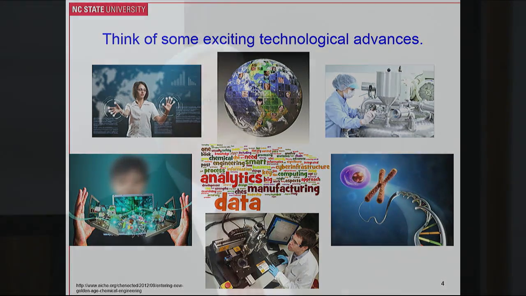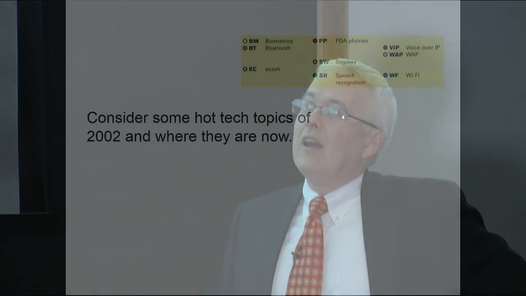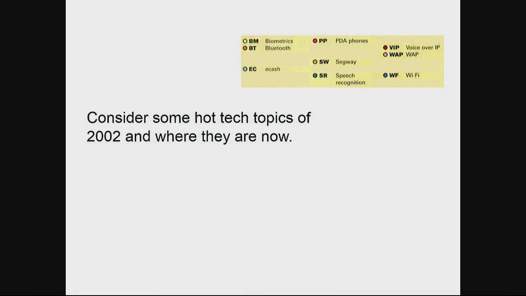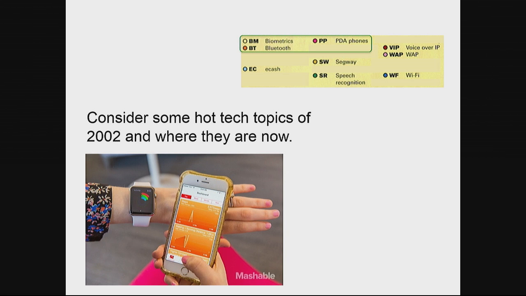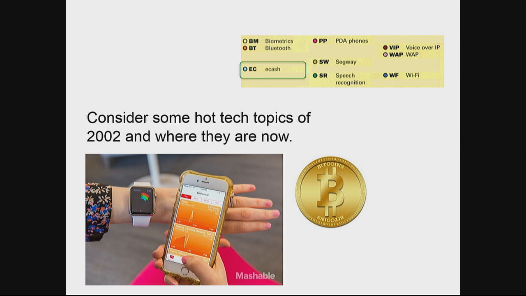Consider dropping back. I pulled out a Wired magazine from August 2002, where they were talking about the hot developments in 2002. Consider where they are now. Biometrics, Bluetooth, PDA phones. I've got the health app on my iPhone. Of course, it can be hooked to the Apple Watch as well. eCash, well, there's Bitcoin. But of course, Apple strikes again. Apple Pay being accepted now by the tube at different tube stops for electronic payment.